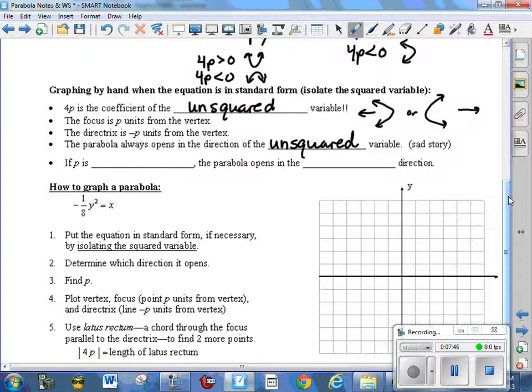The next thing we want to say, if p is negative, the parabola opens in the negative direction. Negative for x would be left. Negative for y would be down.